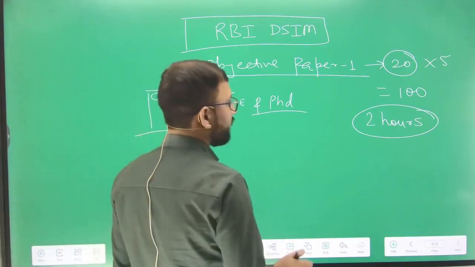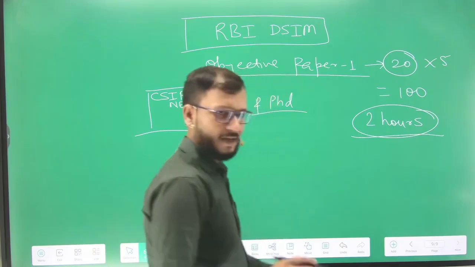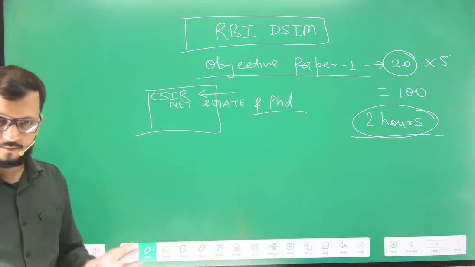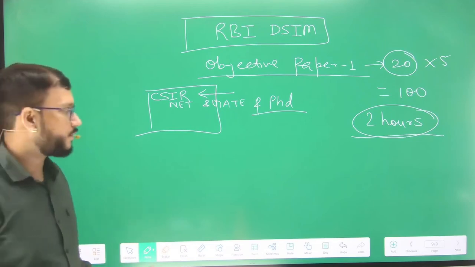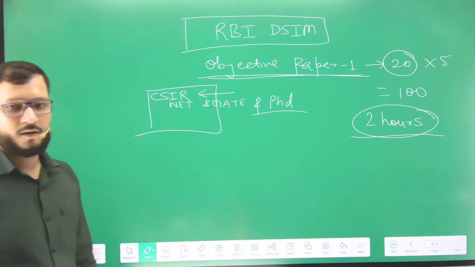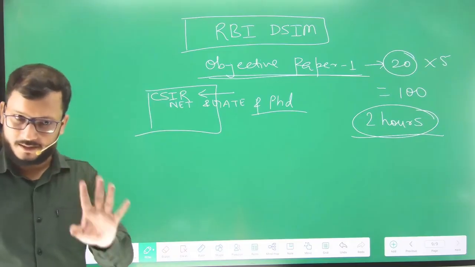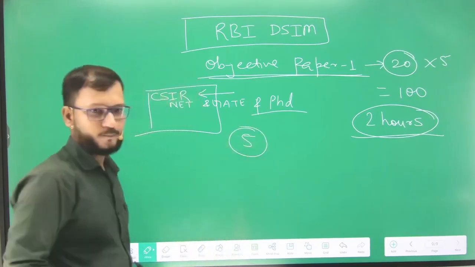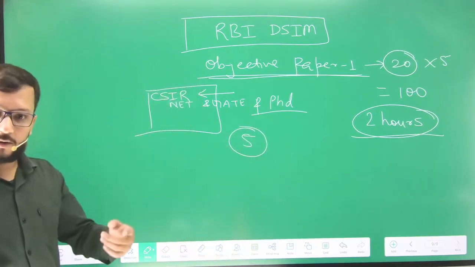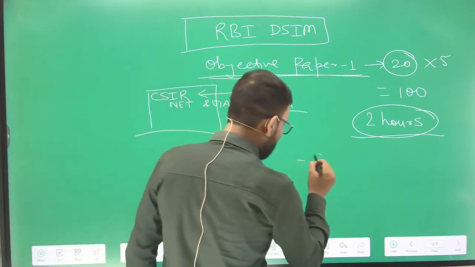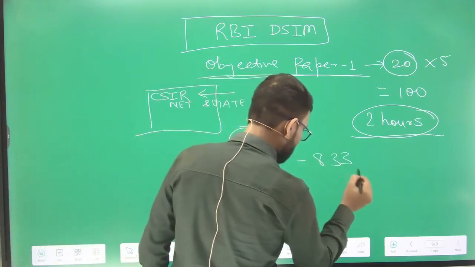Now see, one question has 6 minutes of time. That's good, you'll have a lot of time to solve each and every question. But the problem with the objective paper is, if you solve a question correctly, you will get 5 marks. Clear? But if you do a particular question wrong, there will be minus 8.33 marks.